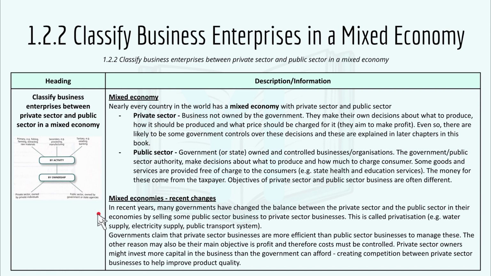In recent years, many governments have changed the balance between the private and the public sector in their economies by selling some public sector businesses to private sector businesses. And this is called privatization, like turning from public to private. For example, water supply, electricity supply, and public transport systems. And governments claim that the private sectors are more efficient than public sector businesses to manage these. The other reasons may also be that the main objective is profit, and therefore costs must be controlled. And private sector owners might invest more capital into the business than the government can afford, creating competition between private sector businesses to help improve the product quality.